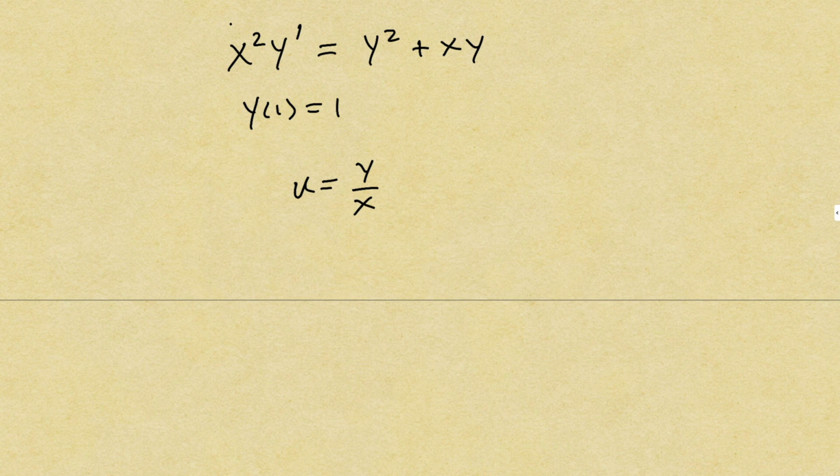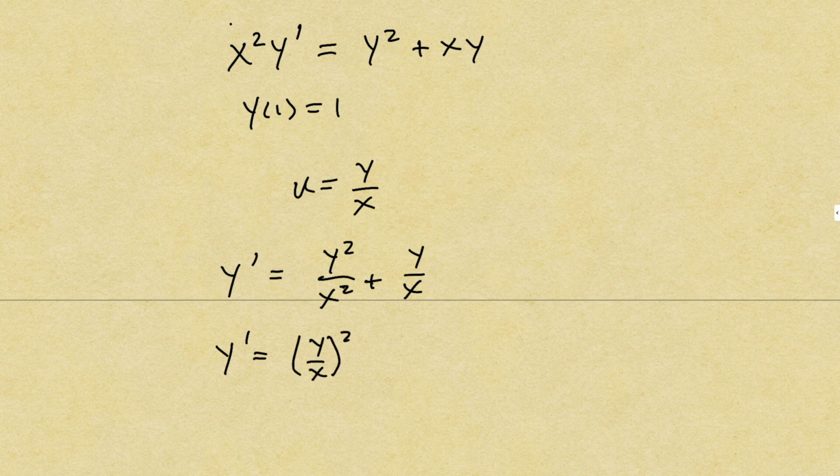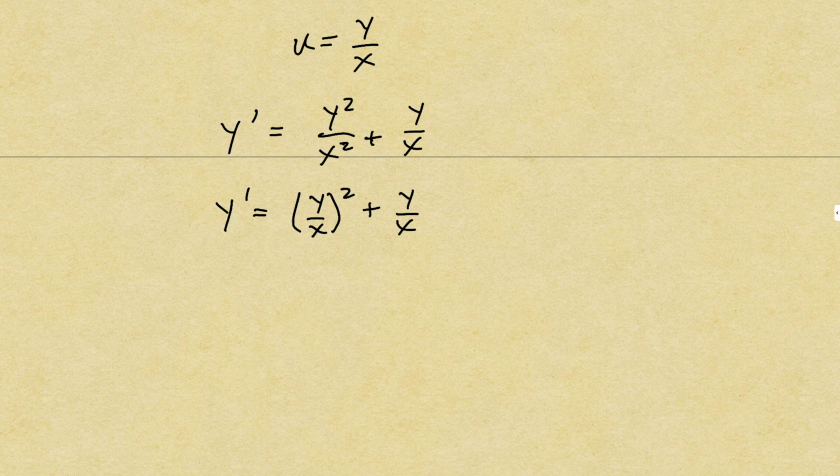Well, let's divide our equation by x squared. What does it become? Y prime equals, dividing by x squared, we get a y squared over x squared plus xy divided by x squared just becomes a y over x. So if we simplify this, we see that we have a y over x all squared plus a y over x. And we see that this is a function of y over x. There's no x's by themselves, and there's no y's by themselves. It's all y over x. And then, of course, the derivative of y, but that's okay.